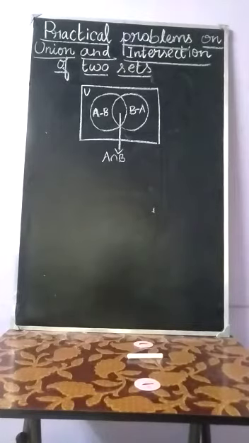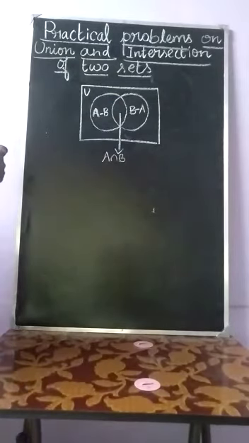The first rectangular part is the universal set. The universal set is usually represented by a rectangle. The elements of a set may be marked as points inside the circle. Suppose the first set is A and the second set is B. This common part is A intersection B. This first value is A minus B and the second value is B minus A. So now we are going to derive the formula.